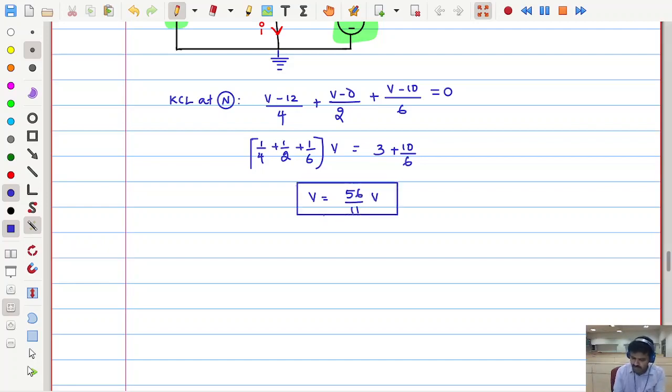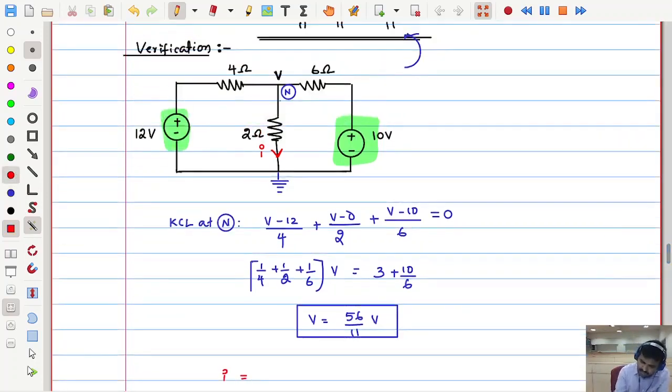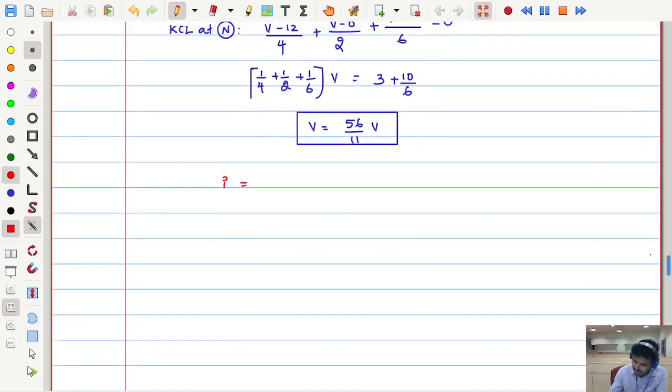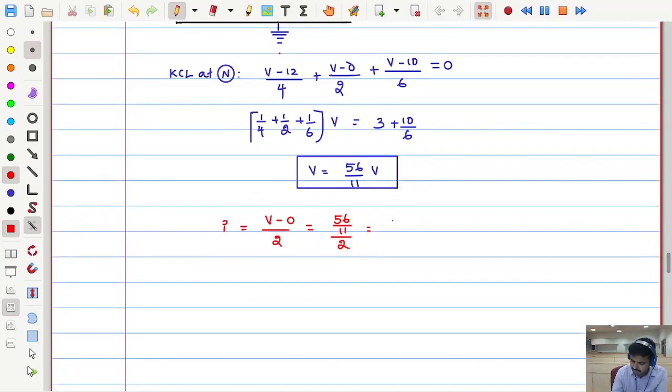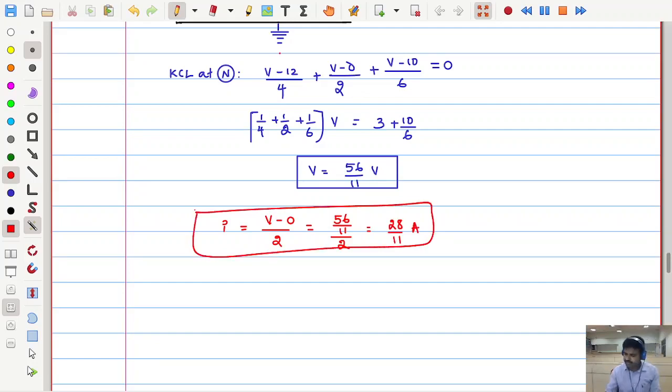But this is not what I need. What I need is current. How much is the current? Let us see. This current is equal to (V minus 0) by 2. So that is 56 by 11 by 2, which is 28 by 11 ampere. See, did we get the same value or not?